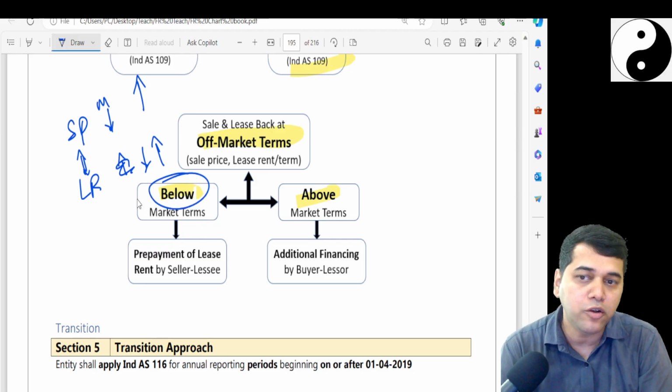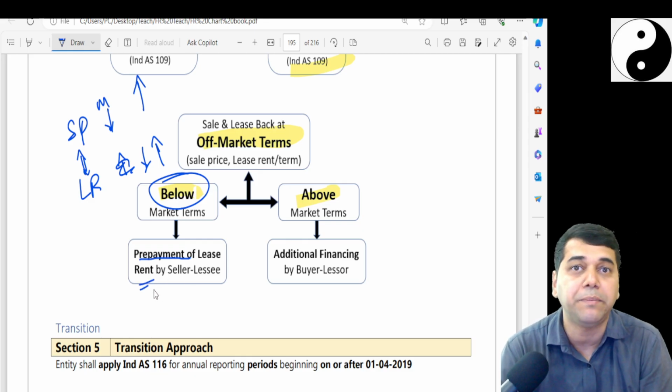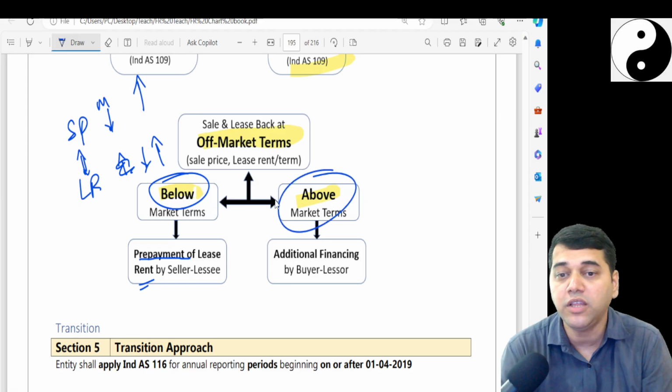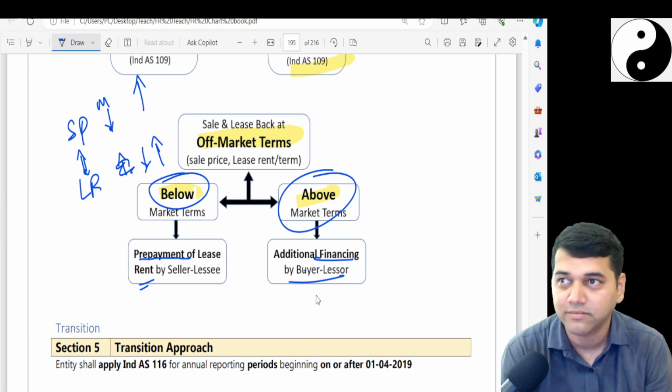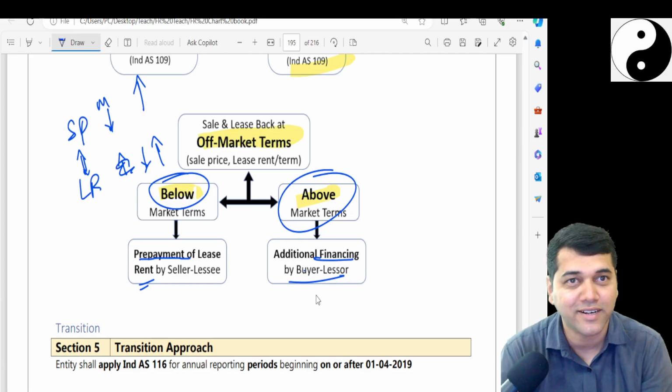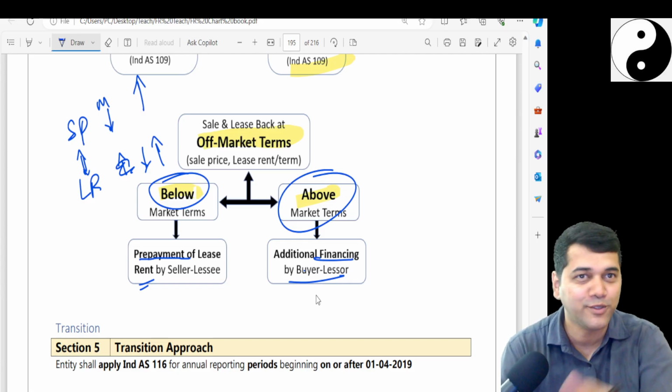Now, if it is below the market term, then the differential amount will be treated as a prepayment of the lease rent. It is a prepaid rent. And if it is above the market term, it is considered as an additional financing by the lessor. You need to know the logic, right?